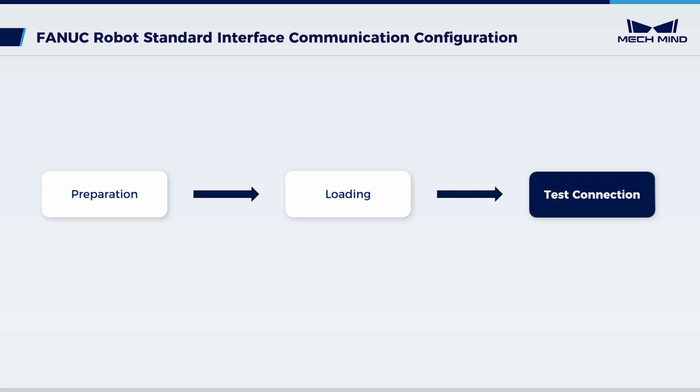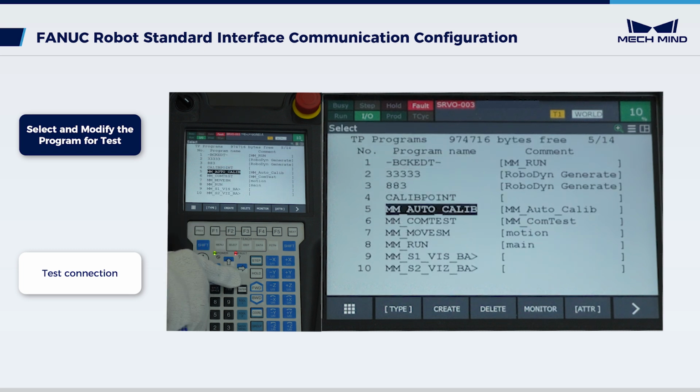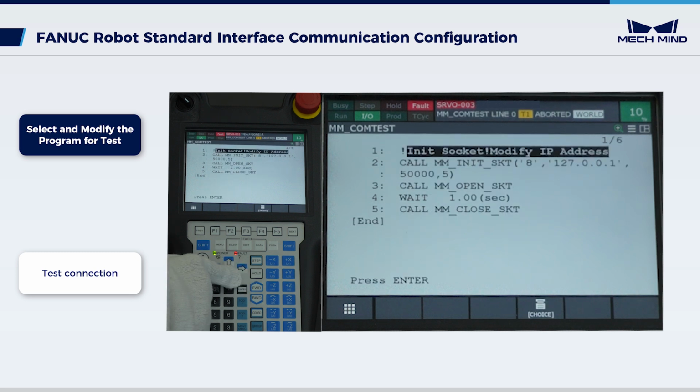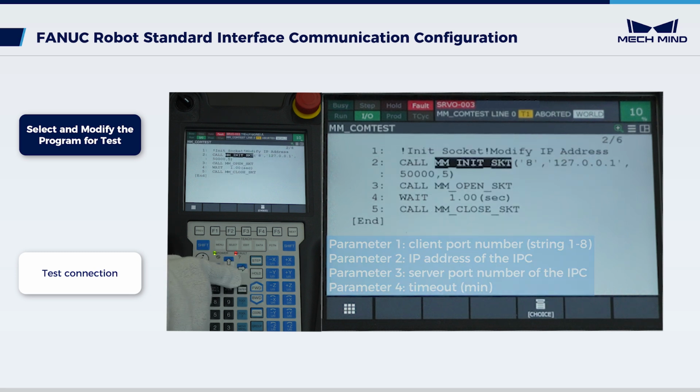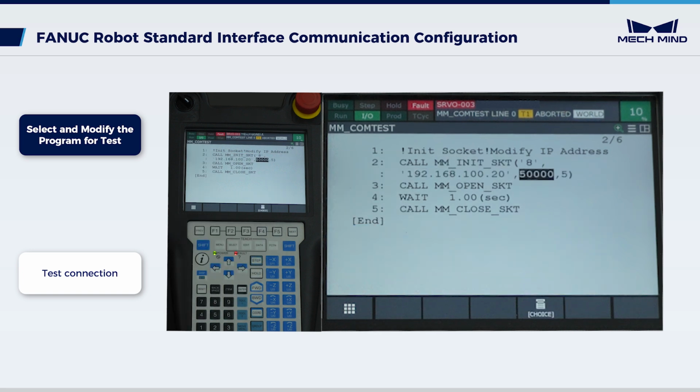Finally, run the program to test the communication between the vision system and the robot. On the Teach pendant, press Select to enter the program selection interface. Select Contest and then press Enter to start the program. Configure the parameters of init SKT, which consist of 4 total parameters. Please adjust them based on your specific situation.